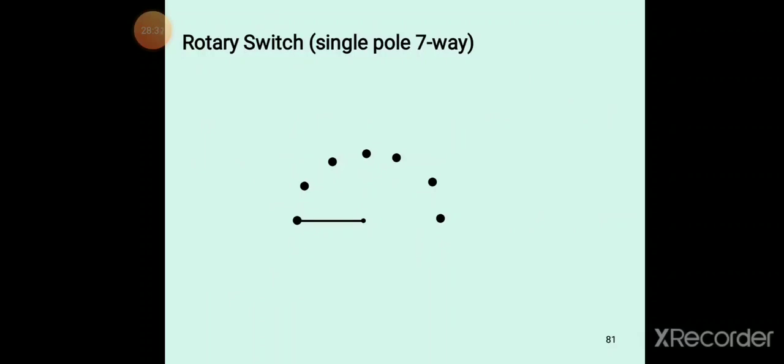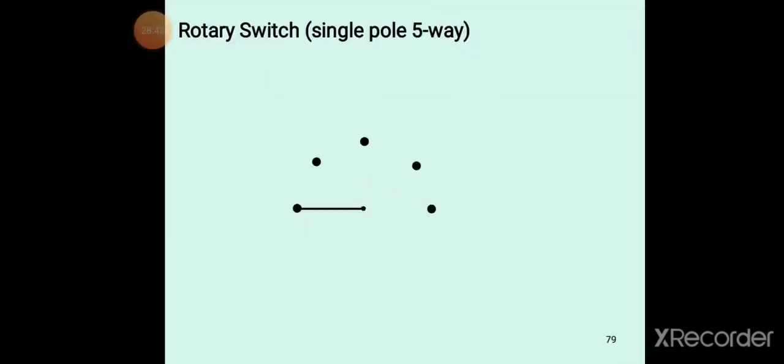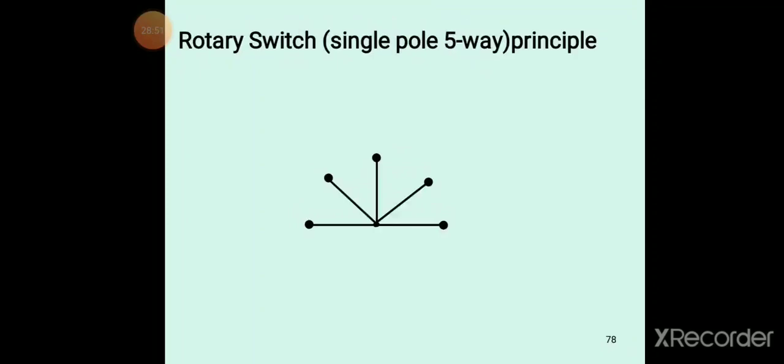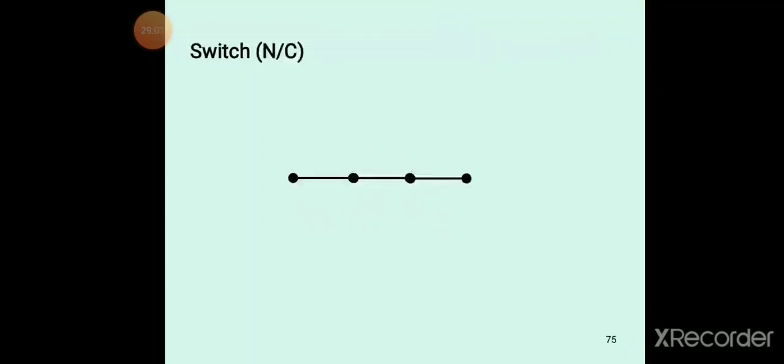Once again, we repeat that. Single pole, seven ways: one pole, and it has seven ways. Next one is single pole, five ways: one pole, and five connections. Rotary switch, single pole, three ways: the one pole goes to the three positions like that.